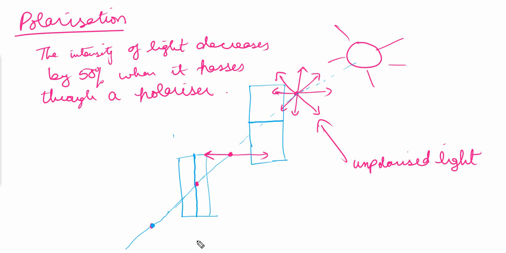So the intensity of the light will fall by 50% after passing through the first polarizer, and it will remain 50% after passing through the second polarizer if the alignment of the second polarizer is the same as the first one. But if the alignment of the second polarizer is perpendicular to the first polarizer, then the light intensity will become 0. So this is the first polarizer, and this one is the second polarizer.